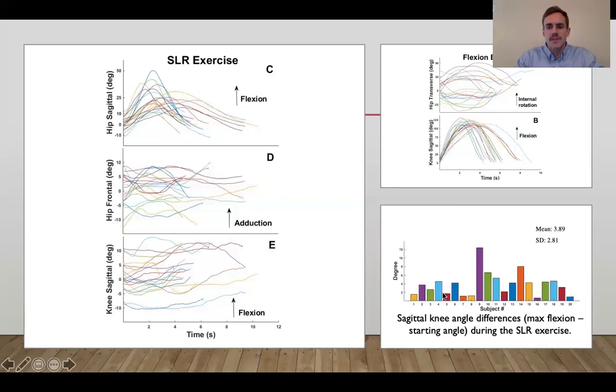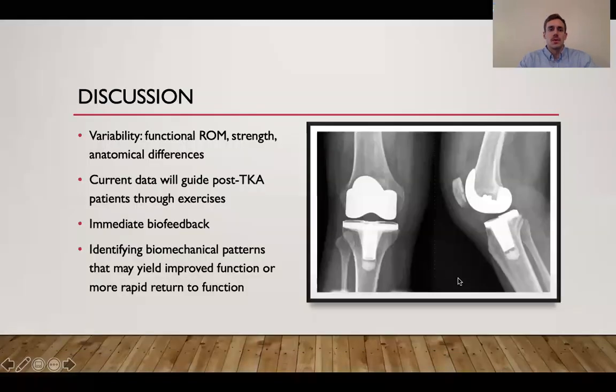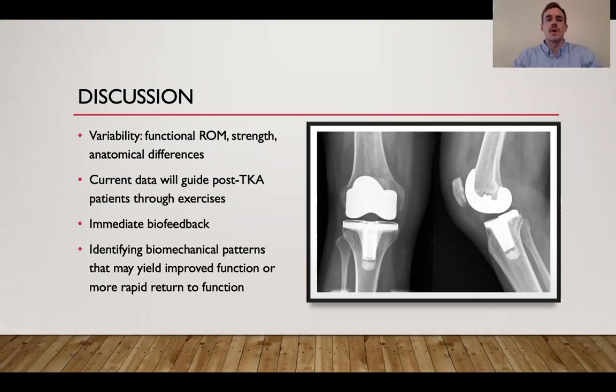And then this last graph is just going to be correlating with this graph over here, the knee angle in the sagittal plane for the straight leg raise, just showing the max difference in those angles. So like we mentioned with the variability, even healthy subjects have a lot of variability. And some of that is going to be functional range of motion due a lot to strength, and then slight anatomical differences may make a small difference as well.